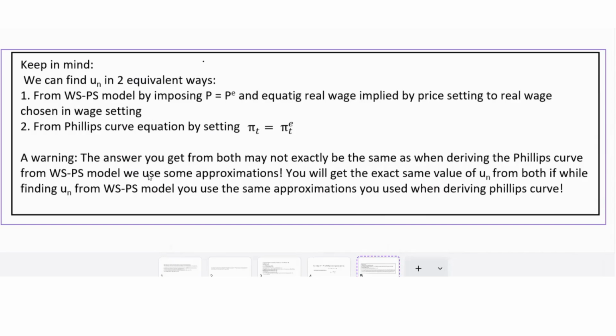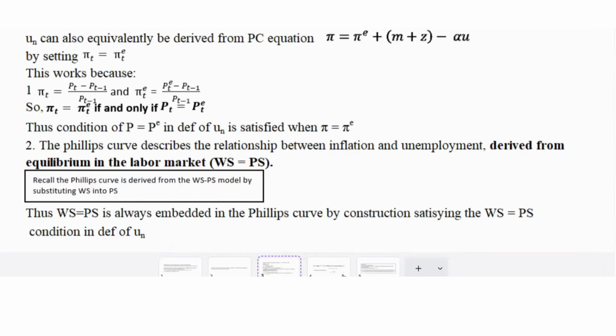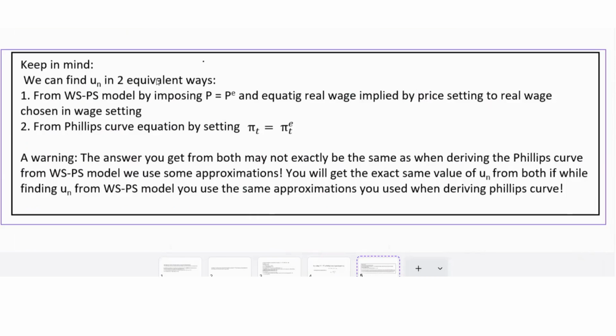A warning here: although these are two equivalent ways to derive UN, the answer you get from both may not be exactly the same. When we look at the maths behind it, we use some approximations. When deriving the Phillips curve equation from the WSPS model mathematically, we're using some approximations.